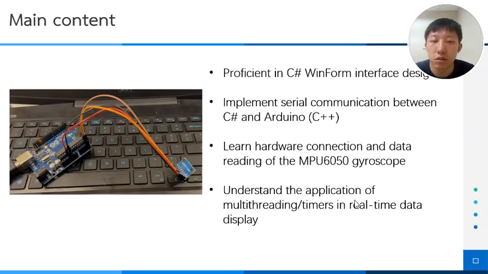There are four goals for this homework. First, master C# WinForm interface design. Second, realize serial communication between C# and Arduino C++. Third, learn the hardware connection and the data reading of the MPU6050 gyroscope. Fourth, understand the application of serial port readers and timers in real-time data display. These goals are also the core direction of my implementation.